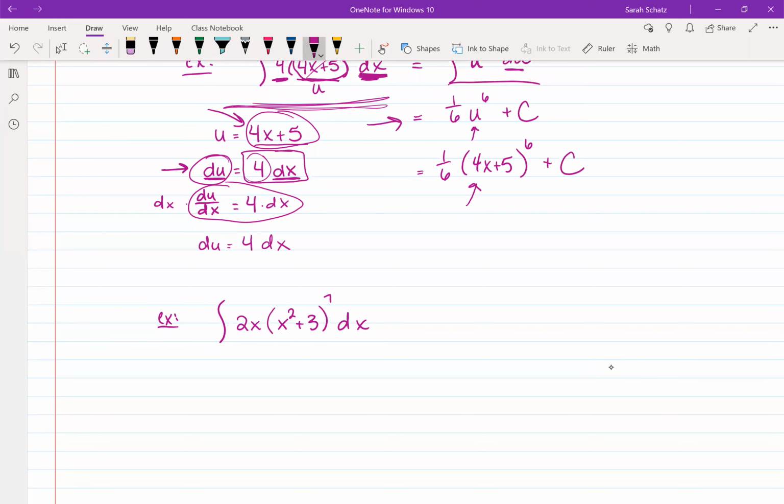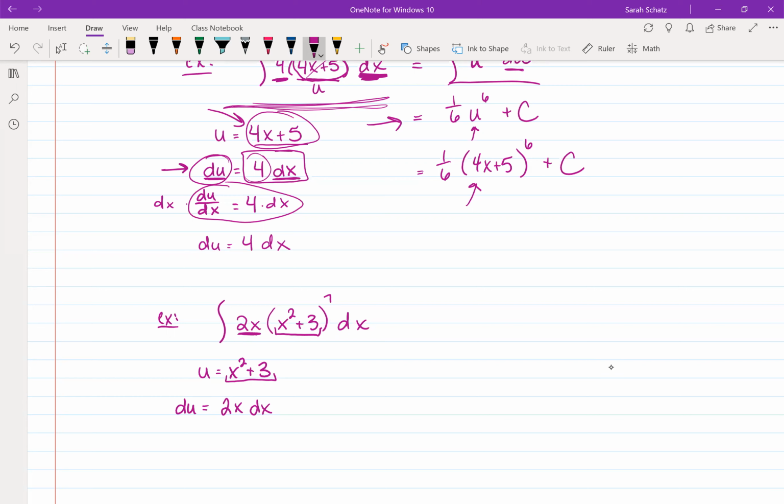I don't care what's over here. Notice this time there's an x on the outside. When you're deciding what u should be, it is always just whatever's in the parentheses. So u in this case is going to be x squared plus 3. Du, what's the derivative of x squared plus 3? Well, that's 2x. And remember, with the du dx notation, I just get to put my dx here with the 2x.